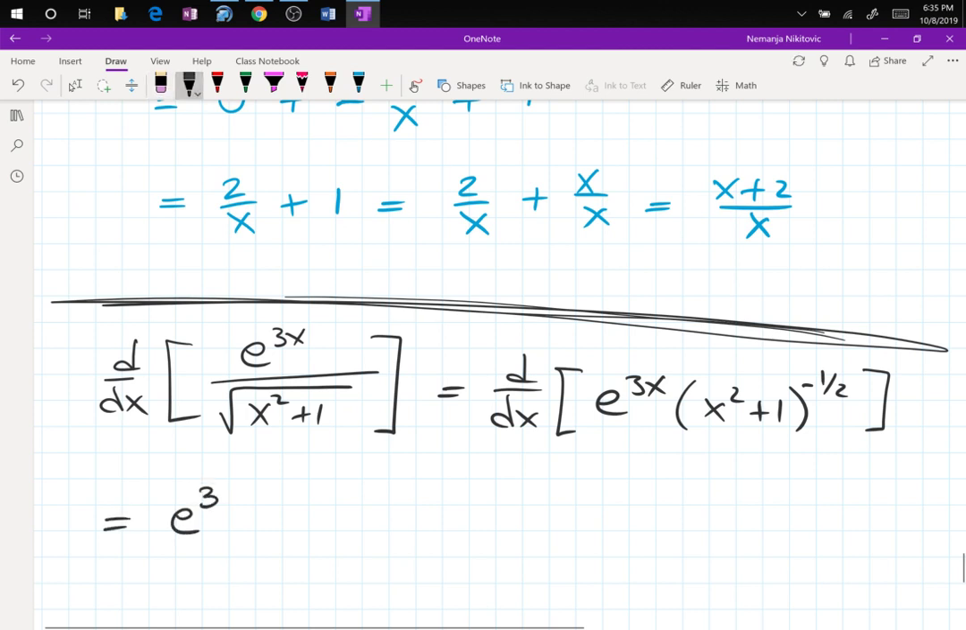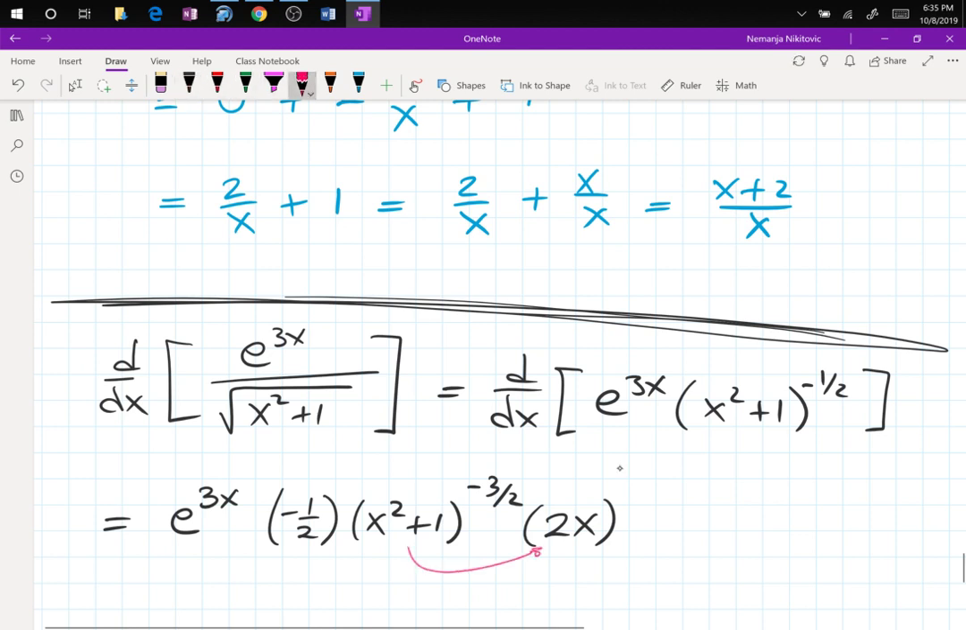Copy the first times the derivative of the second. That's going to be negative 1 half x squared plus 1 to the negative 3 half, because you have to subtract 1, times the derivative of the inside, which is 2x. That's where the chain rule kicks in. So this part over here is the chain. Then you have plus, copy the second one as is, times the derivative of the first, which is 3e to the 3x.